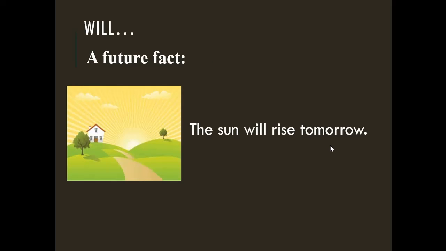Then we have the other use, which is a future fact. Future fact means that it is something that is going to happen, whether you want it or not. Let's take a simple example. No matter if the sky is dark or clear, the sun is going to appear. Okay? So it's a fact, it's something that really is going to happen. So we're going to express it in this way. The sun will rise tomorrow, no matter if the sky is dark or clear. Okay, it's a future fact.